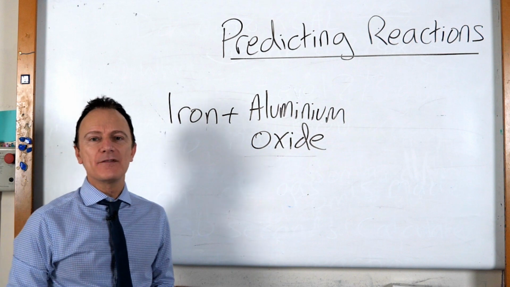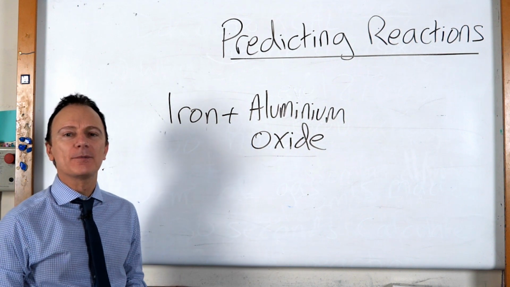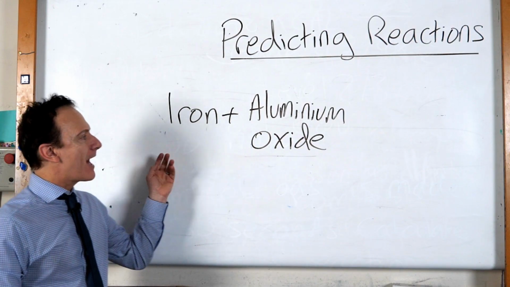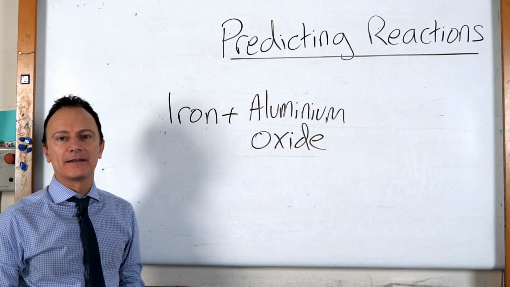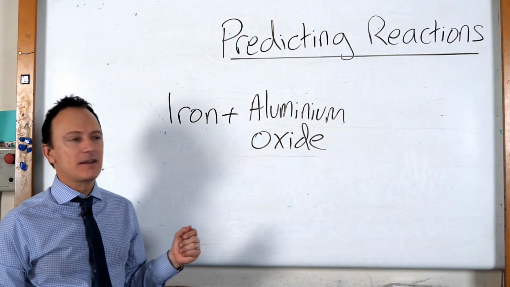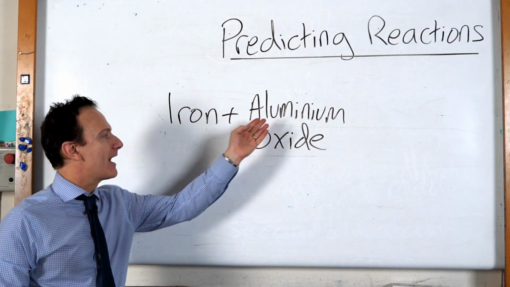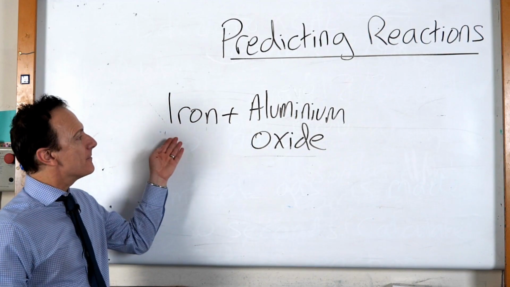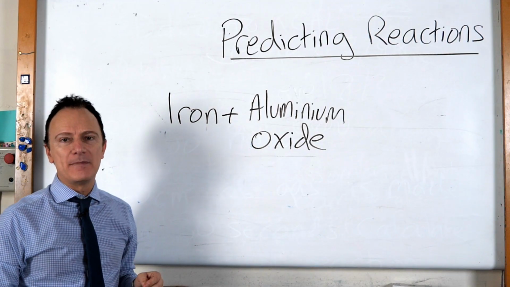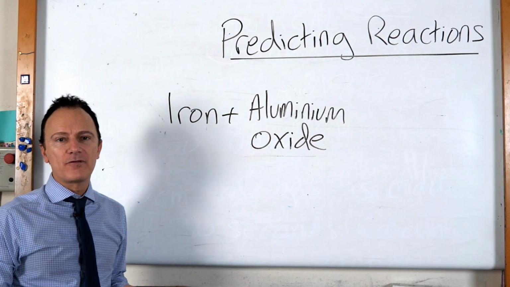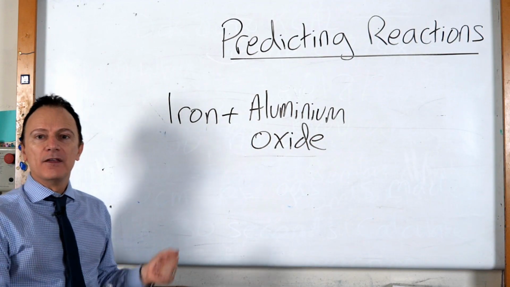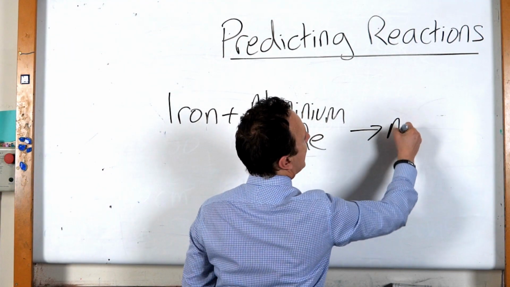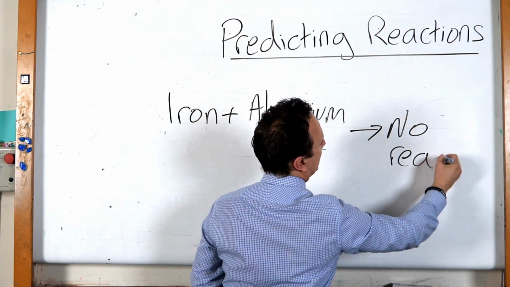Our knowledge of the reactivity series can be used to predict whether a reaction will happen or not. So let's look at this example, iron plus aluminium oxide. Now if we check the reactivity series, iron is lower down than aluminium, so iron is less reactive than aluminium. So that means that it can't displace aluminium. It can't take the oxygen away from it and be joined to the oxygen. So if it can't displace aluminium, in this case we would get no reaction.